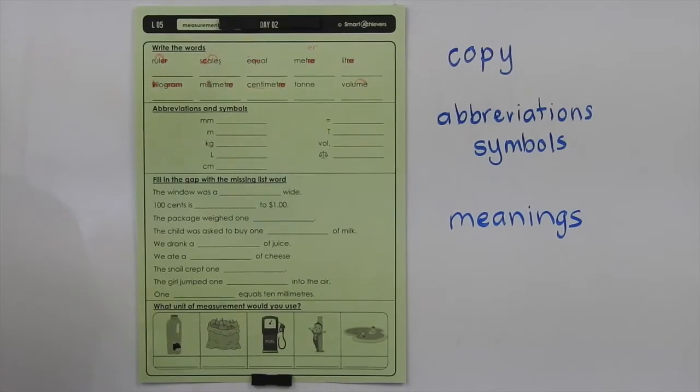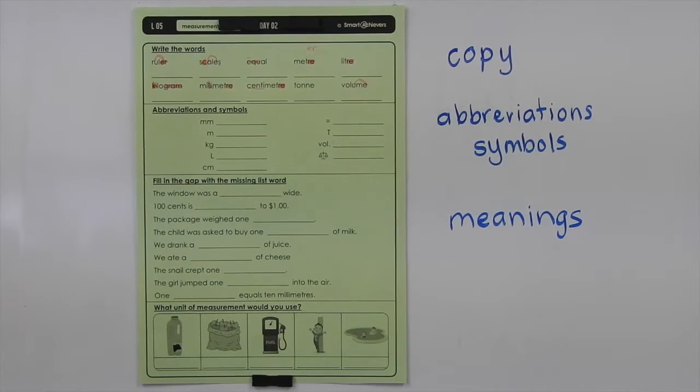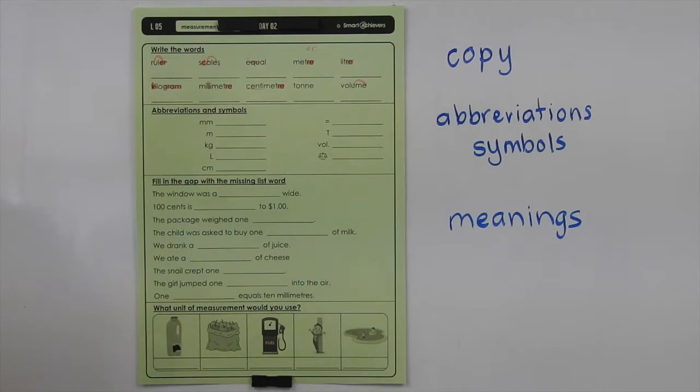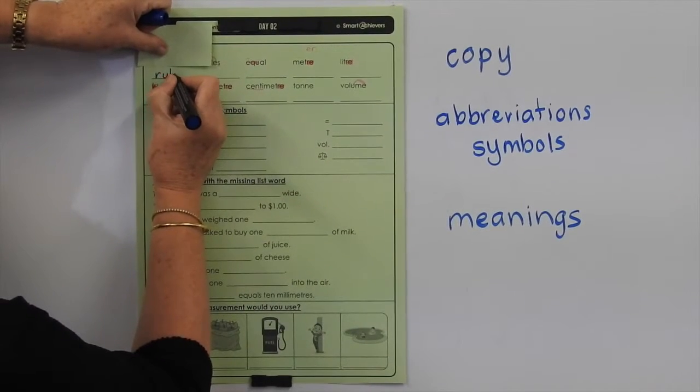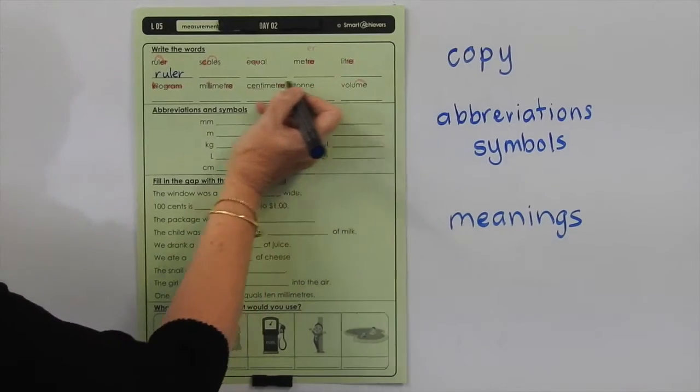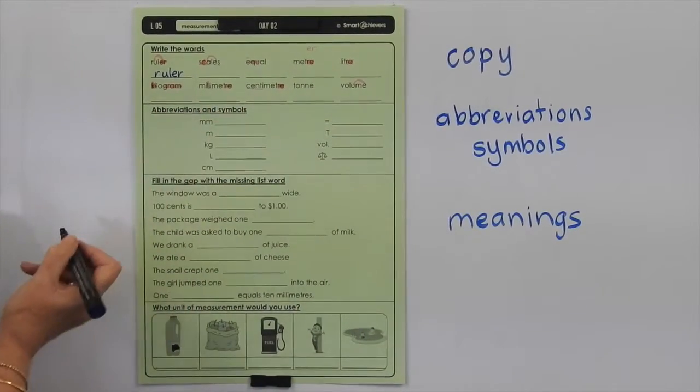So we could read those words down and spell them and write them. So we've got ruler, R-U-L-E-R, R-U-L-E-R. So then write it. And you can sound and spell and write those ones on your own.